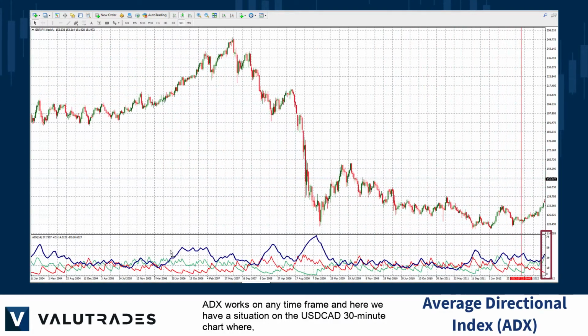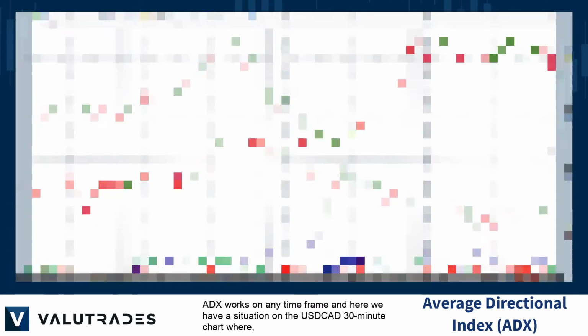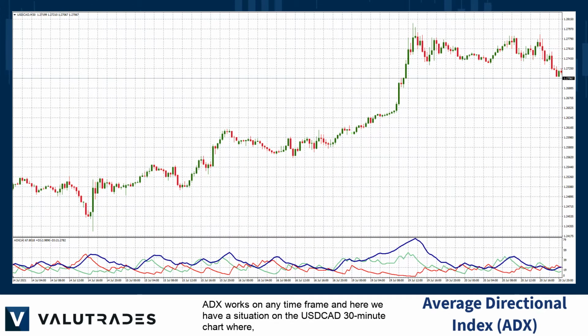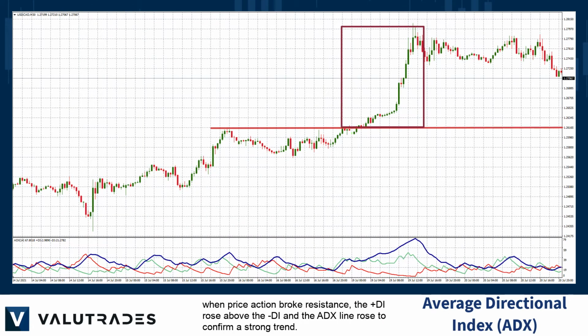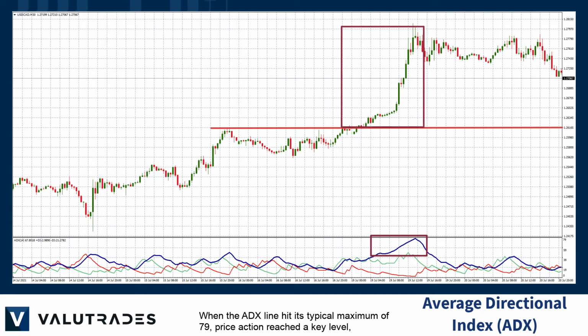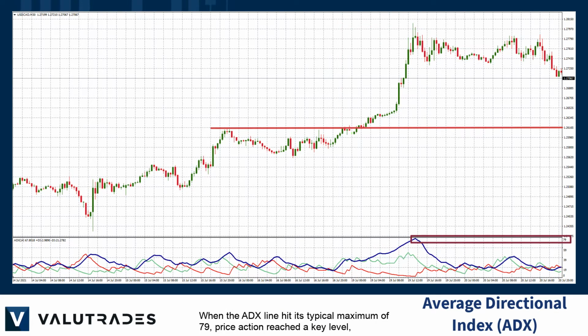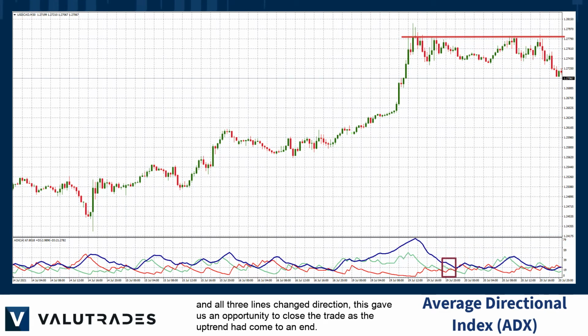ADX works on any time frame, and here we have a situation on the $CAD 30-minute chart where, when price action broke resistance, the positive DI rose above the negative DI, and the ADX line rose to confirm a strong trend. When the ADX line hit its typical maximum of 79, price action reached a key level, and all three lines changed direction. This gave us an opportunity to close the trade as the uptrend had come to an end.